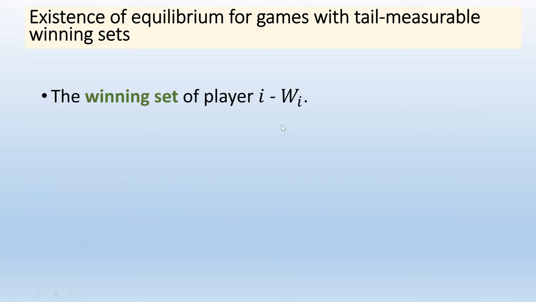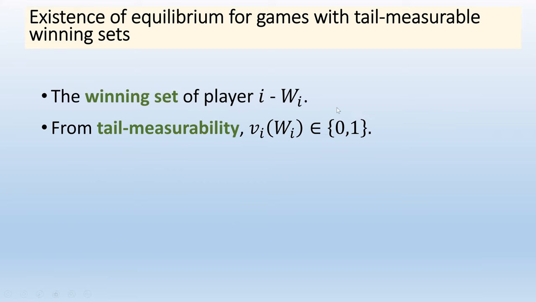The winning set of player i is Wi. And here is the first implication of the assumption that the plays are tail measurable. I claim that the min-max of this Wi is either zero or one. Moreover, it is either zero after any history or one after any history.